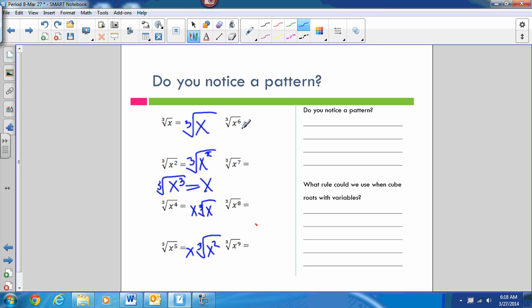Alright, if I have x to the 6th, now I have 6 little x's. Imagine in your head 6 little x's. How many groups of 3 can we pull? We can pull 2 groups of 3, so it becomes x to the 2nd. None of the x's are left inside.